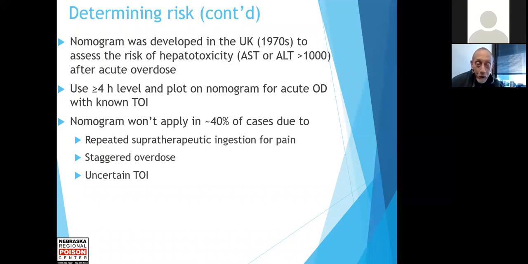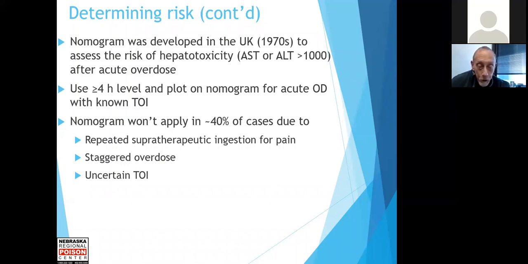So how do we decide who is going to be at risk? As we said, you could just observe every acetaminophen overdose to see if they're going to get liver injury. But back in the 1970s, the Nomogram was developed in the UK. The Nomogram is a way of predicting, based on the acetaminophen level and the time of ingestion, who is going to develop serious liver injury after an acute overdose.